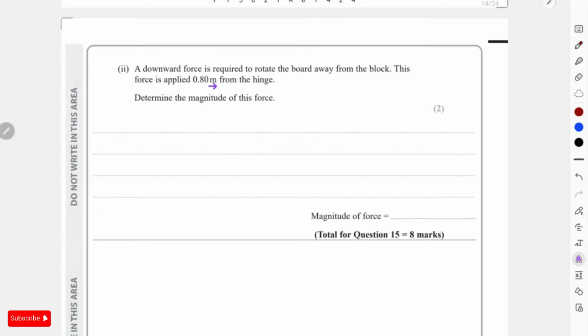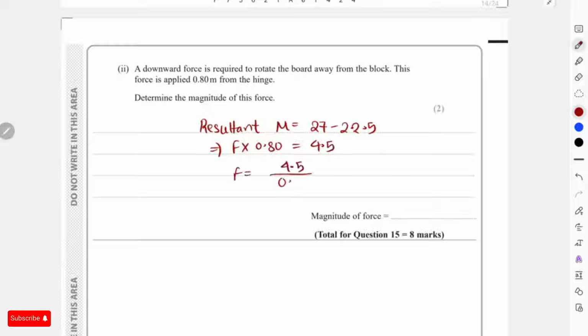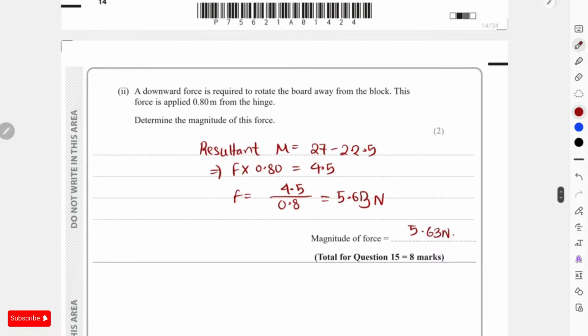And again, they have also given you the distance. As we already have the value for the change in moment for this part, which was 4.5 Newton meter, we can write that the resultant moment was 27 minus 22.5, and the resultant moment will obviously be calculated using this force and the distance. So it's going to be 4.5 over here. So F will be 4.5 over 0.8, and you get 5.63 Newton. Right, so it's 5.63 Newton over here. Then this is it for the working for your question 15. We'll move on to your question 16.